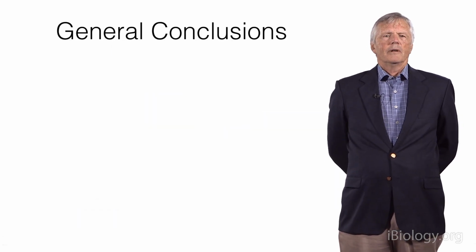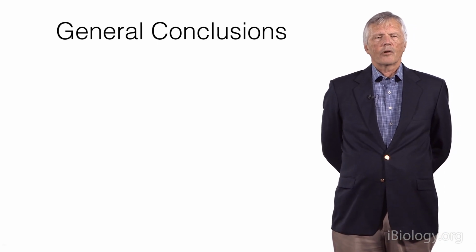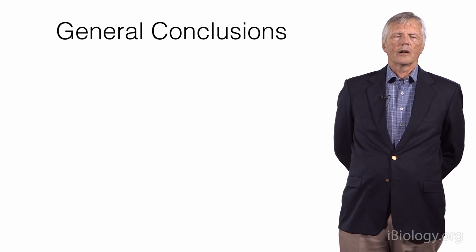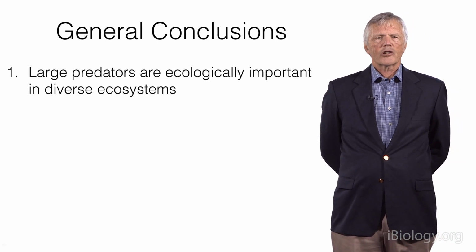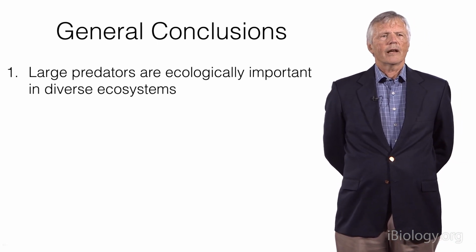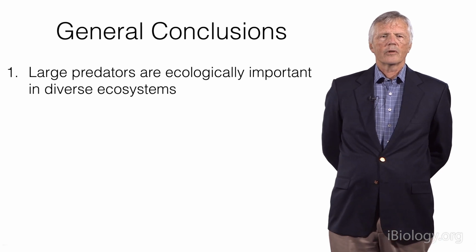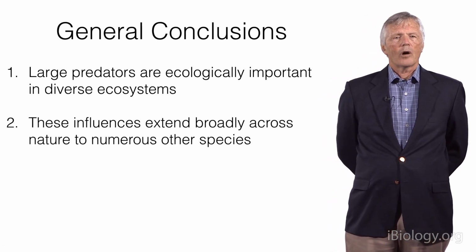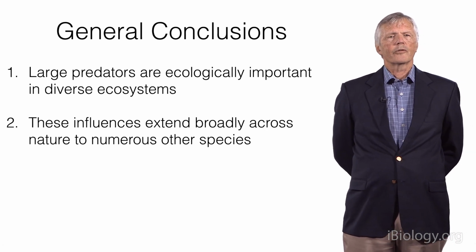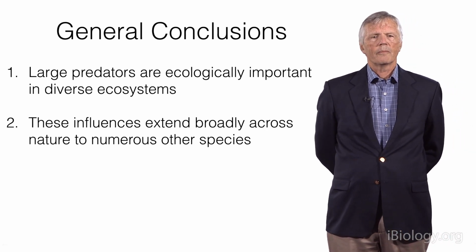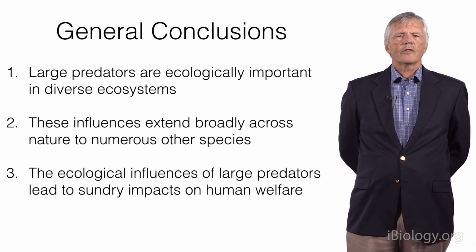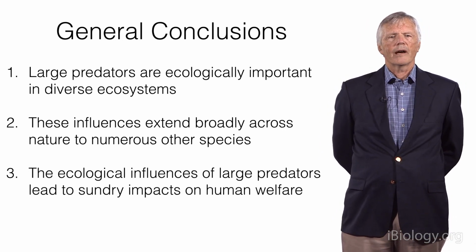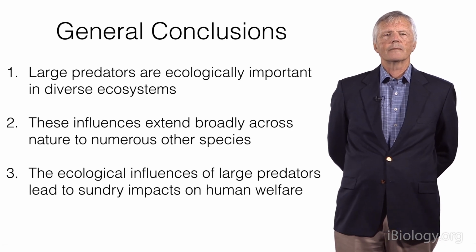So wrapping up on this third component of my lecture, some of the general conclusions that we can draw from what I've told you. Large predators are ecologically important, and this occurs in diverse ecosystems. These particular influences of apex predators extend broadly across nature to numerous other species and ecological processes. And the ecological influences of large predators lead to a whole array of impacts that impinge on human welfare.